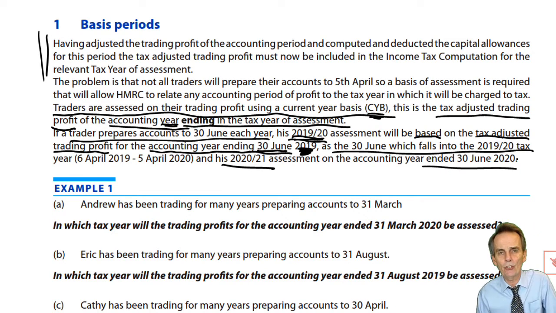Again, if I'm searching to get the CYB assessment for the 1920 tax year, its income tax computation, and the business prepares its accounts to the 31st of December.